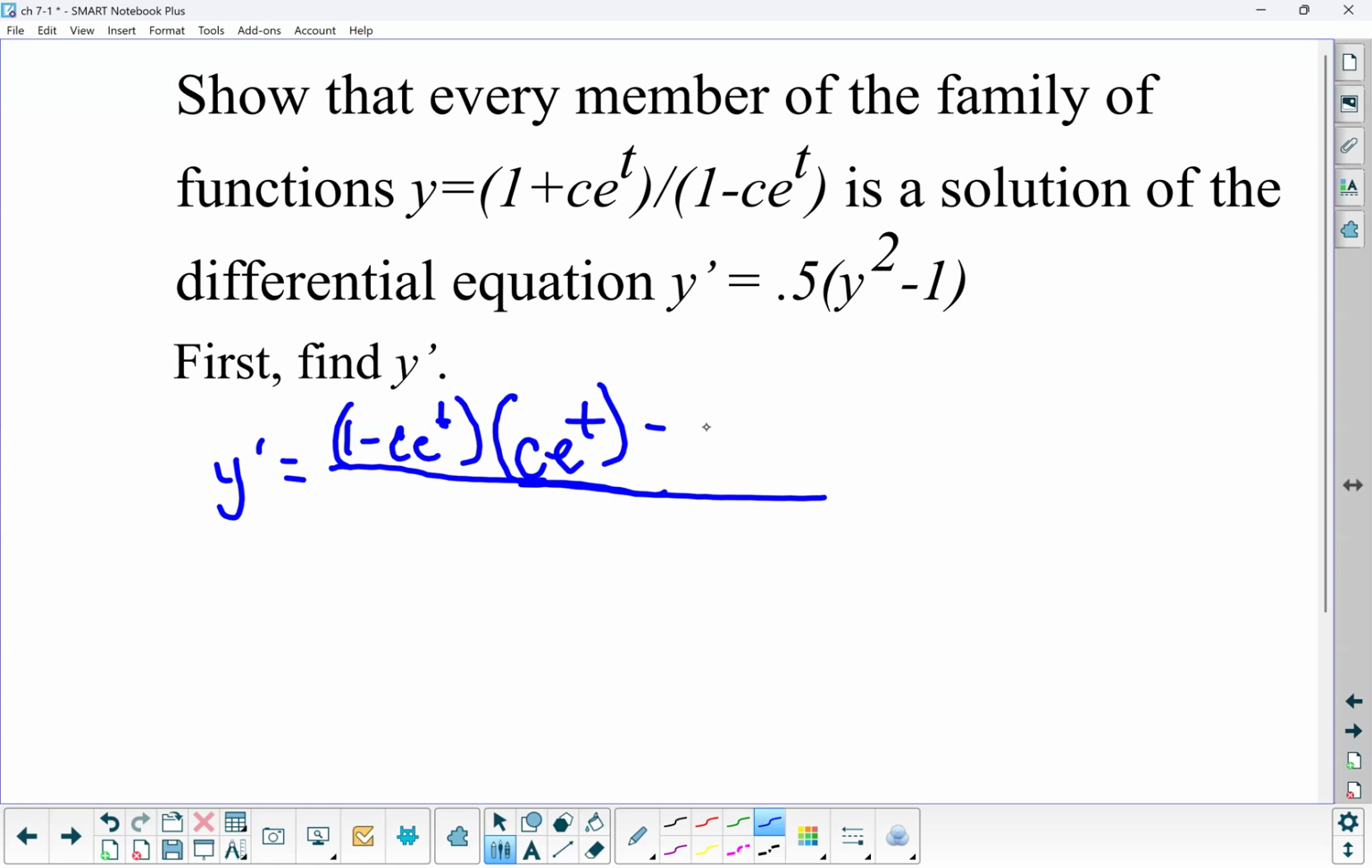Minus the numerator times the derivative of the denominator. That is 1 plus ce to the t times the derivative of 1 minus ce to the t. Derivative of 1, again, 0. Derivative of negative ce to the t is negative ce to the t, all over the denominator squared.